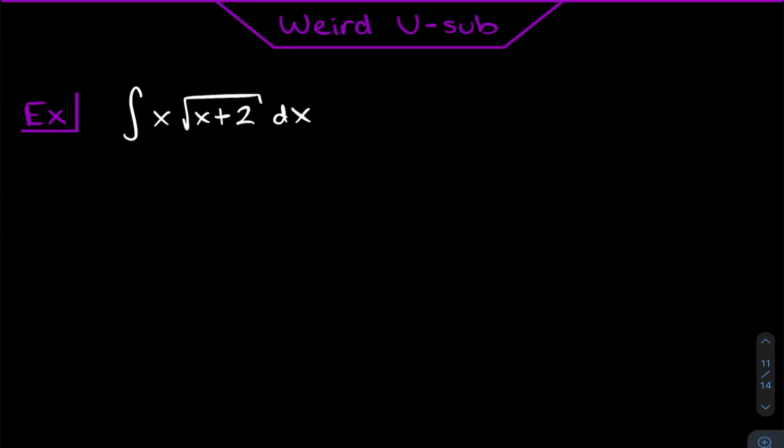So what would our u-substitution be? Well, you'd see that this x plus 2 is our inside function here. And so you'd be like, let's make our u x plus 2. You don't have to erase that or anything. That is going to be our u substitution here. And when we take that derivative, we get dx.